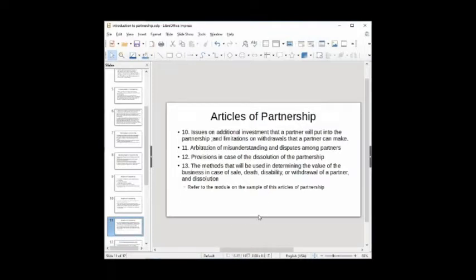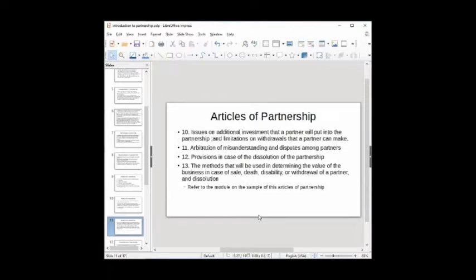Number 10, the issues on additional investment that a partner will put into the partnership and limitations on withdrawals that a partner can make. Number 11, arbitration of misunderstanding and disputes among partners. Number 12, provisions in case of the dissolution of the partnership. And the last one is the methods that will be used in determining the value of the business in case of sale, death, disability, or withdrawal of a partner and dissolution.